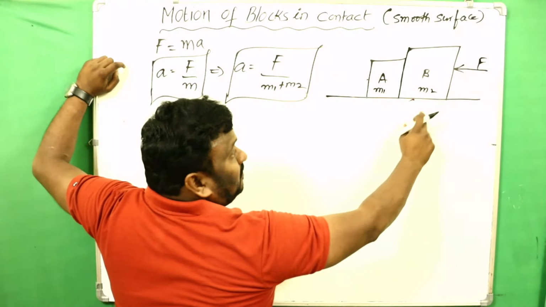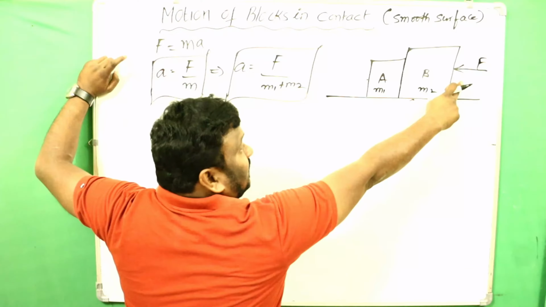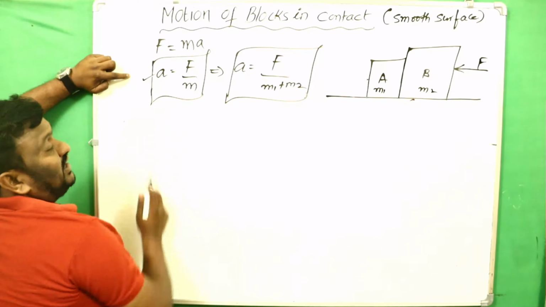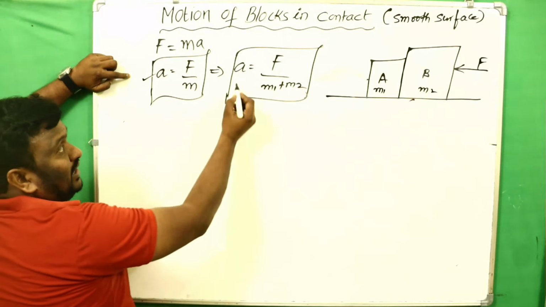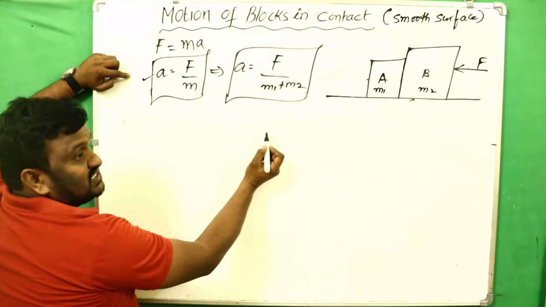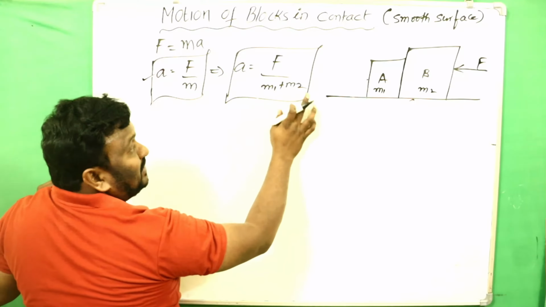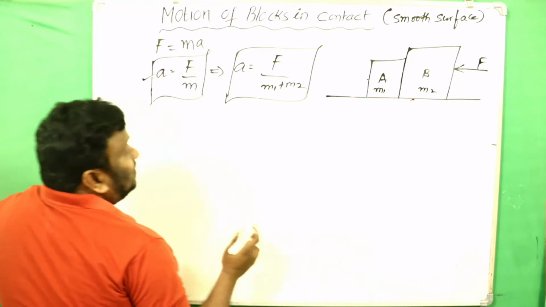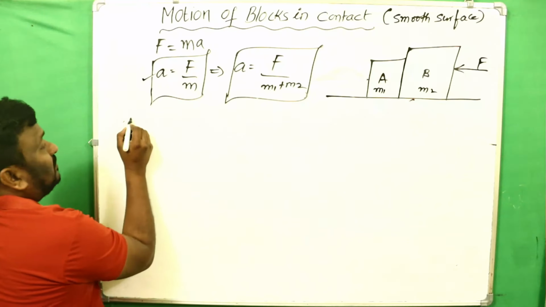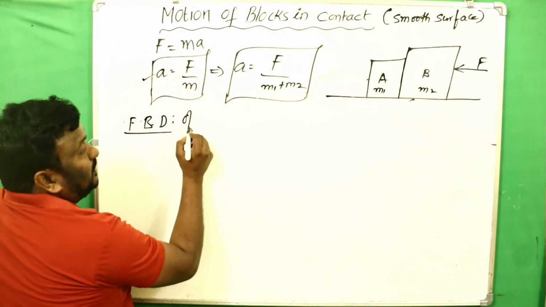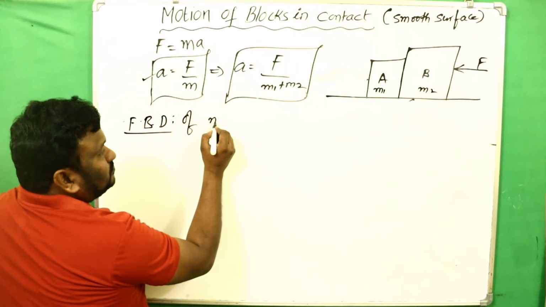Since the two are in contact, the common force is F, because of which both move. With how much acceleration? a is equal to F by m. Again m means what? The total mass of the system, m1 plus m2. Then a is equal to F by m1 plus m2. Clear? After that, we have to write the free body diagram of the first body, or m2.